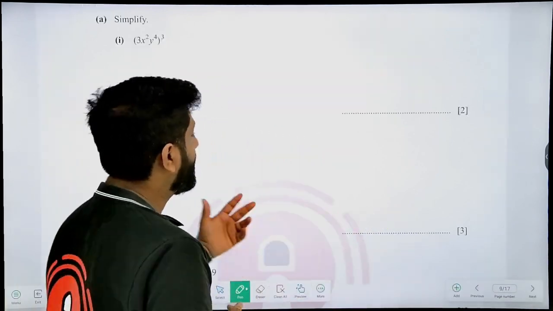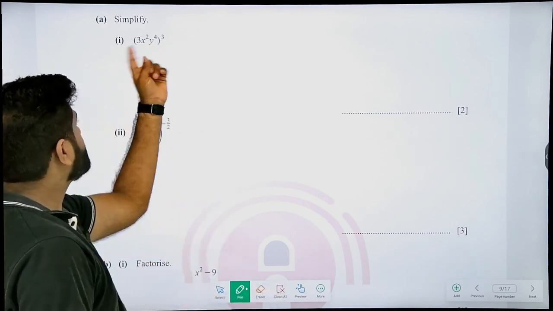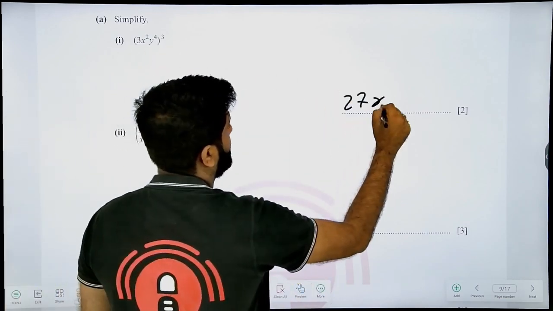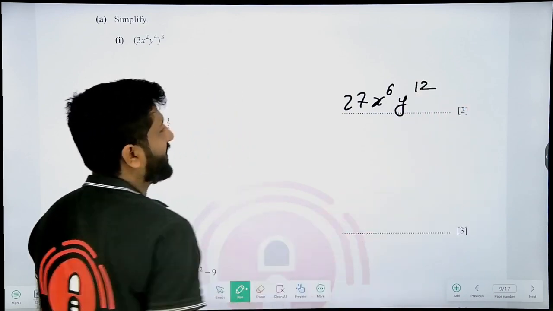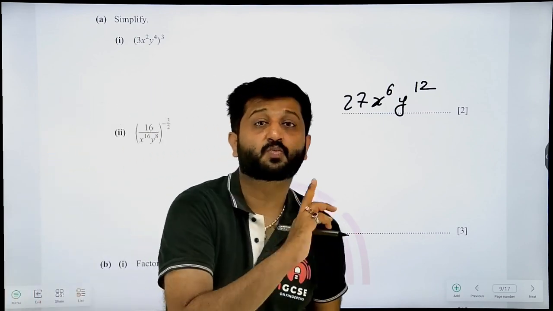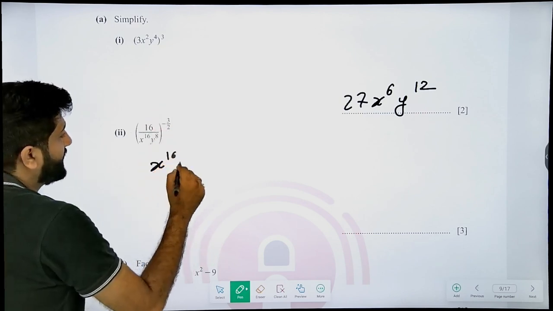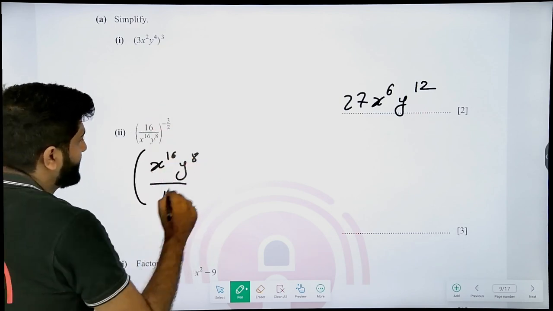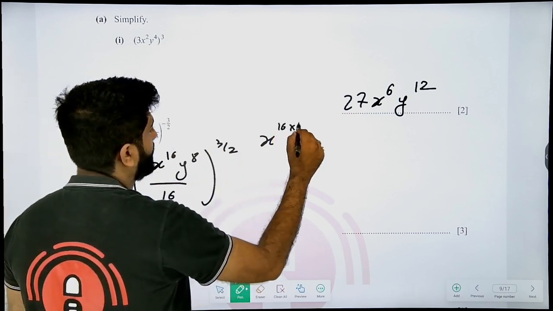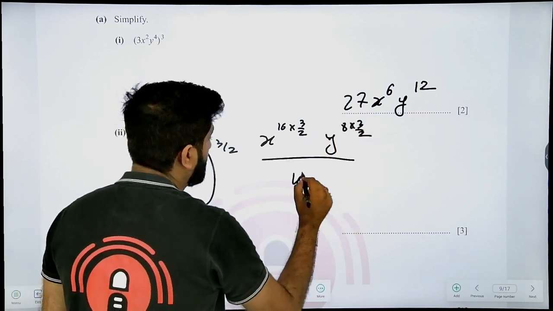Right, going to the next part or the next question. Again, simplify this further. Okay, so now we know that the power has to be applied to all the terms. So you have 3 power 3, that is 27, into x power 6 into y power 12. Again, you have negative 3 by 2. What I'll do first is convert the power to positive. How do you convert the power to positive? Just flip the term. So now this is power 3 by 2. So I'll have to apply the power to all the terms. Please do not forget that. You have to apply the power to all the terms.